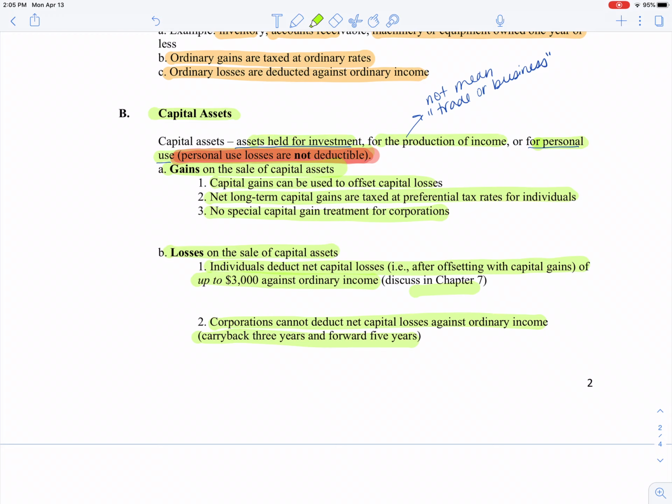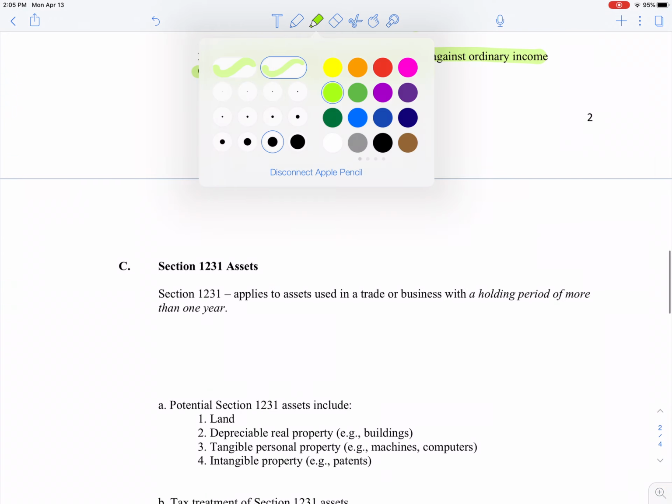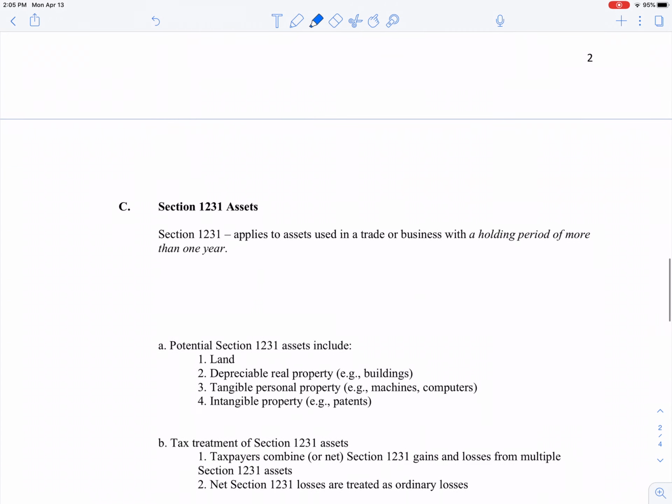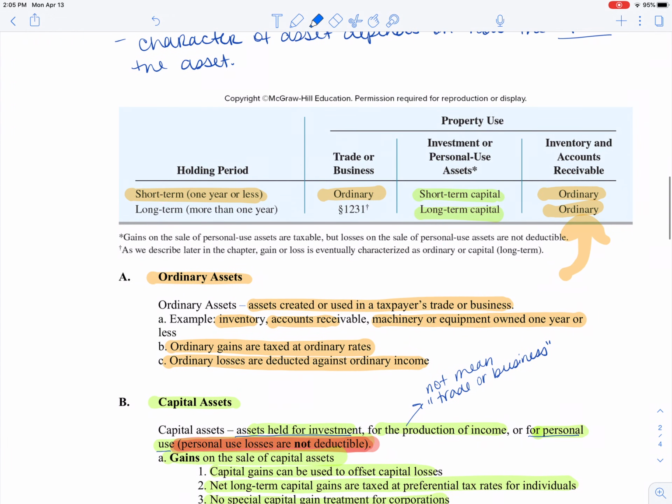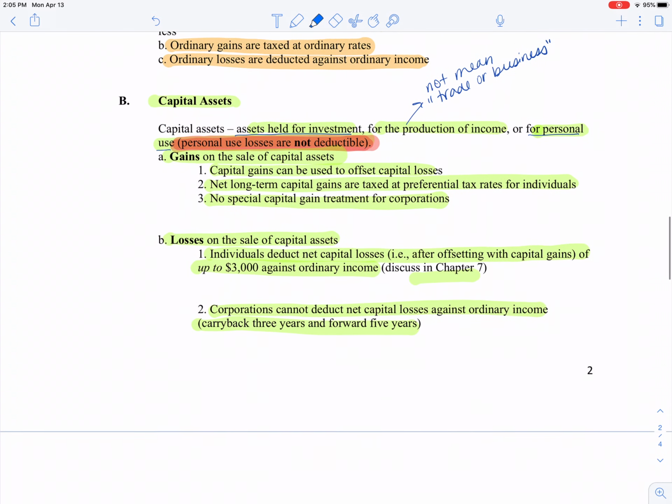All right, our next distinction that I want to talk to you about is Section 1231 assets. These are assets that are used in a trade or business with a holding period of more than 1 year. So if we go back, we're talking about these assets right here. They're used in a trade or business, and they've been held for more than 1 year.